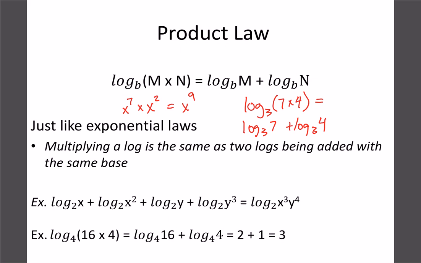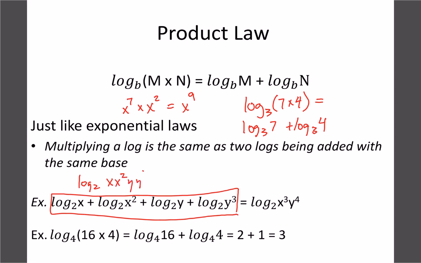At the bottom here you can see we've got a bunch of log 2's. They all have the same base, and if that's the case, that means we can just multiply all these things. So we'd have log 2 of x times x squared times y cubed. We put all that together: x and x squared give us x cubed, y and y cubed gives us y to the 4th, and we're done. It's just a way of simplifying or rearranging these equations.